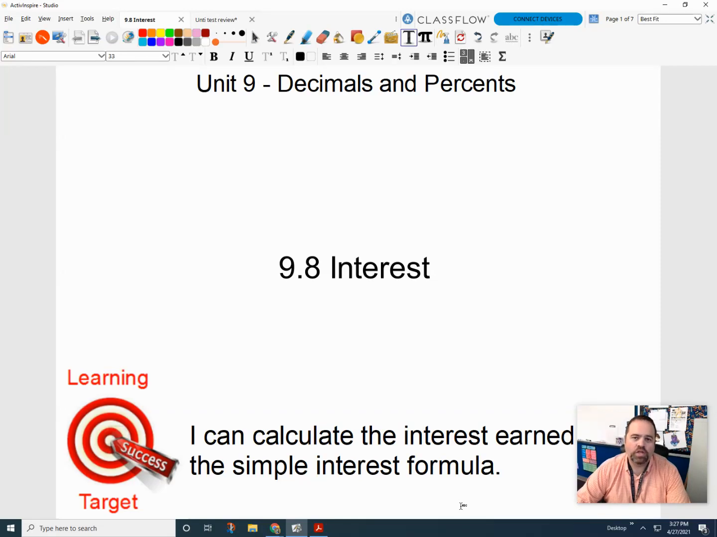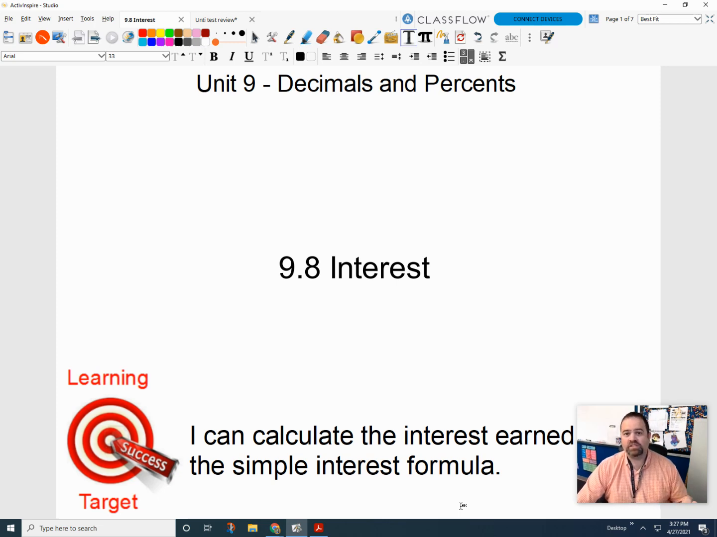So one nice thing that we can do with percents is talk about interest. If you have a savings account or maybe the right kind of checking account, your money sitting in the bank actually makes you money. The bank pays you what's called interest.